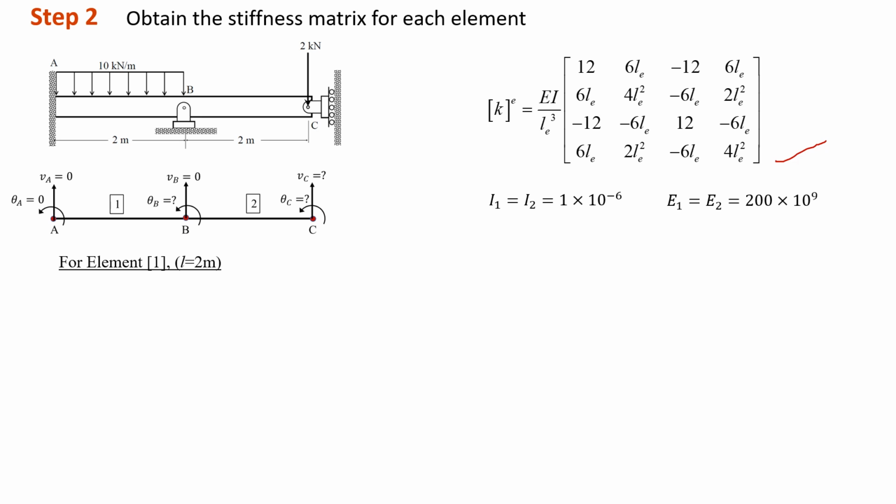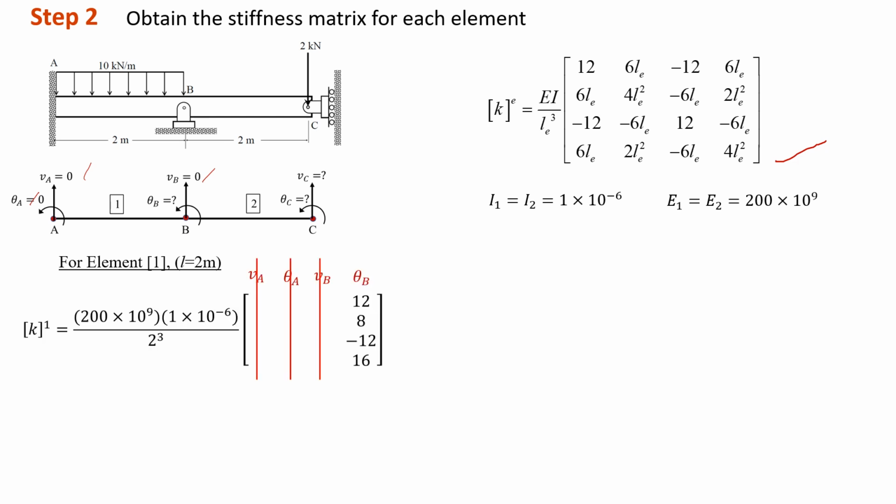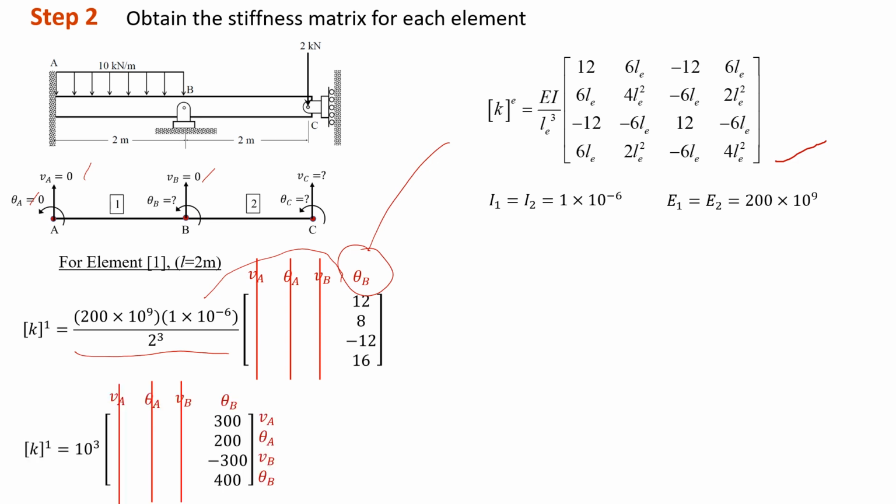For the first element, we have to check our free body diagram. We know that VA, theta A, and VB are equal to 0. Thus, in this matrix for element 1, we can eliminate VA, theta A, and VB from the beginning. So we just need to fill up the column for theta B according to the formula given. Then we solve the front part and multiply it by the values in this matrix, and we obtain the values as shown in the slide.